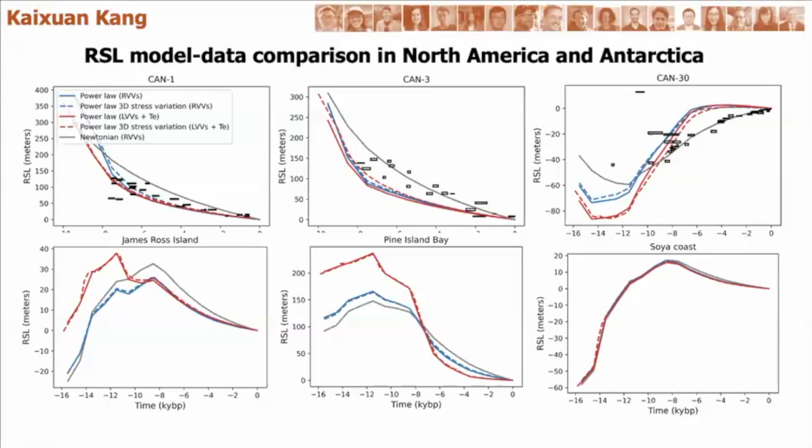And next, we will try to compare those with GPS data to constrain the horizontal motion, especially the vertical and horizontal motion, so as to give the best estimated GIA model for corrections for other applications. Thanks, everybody.